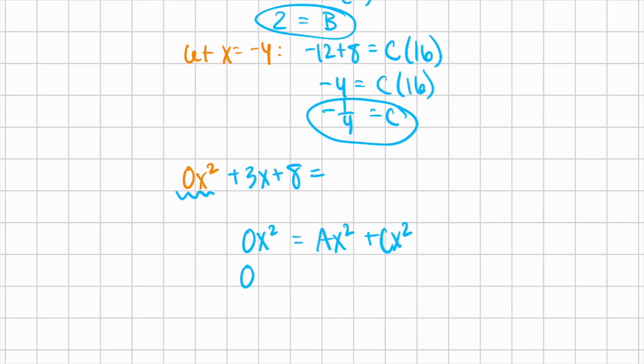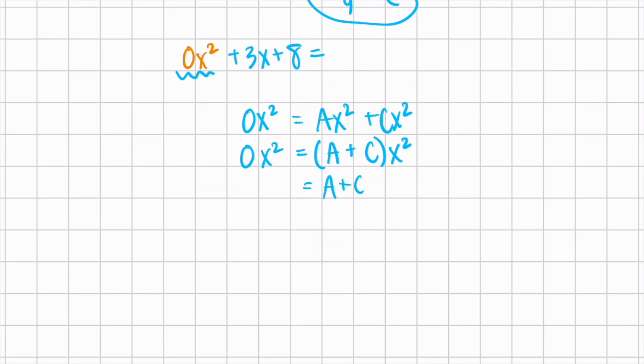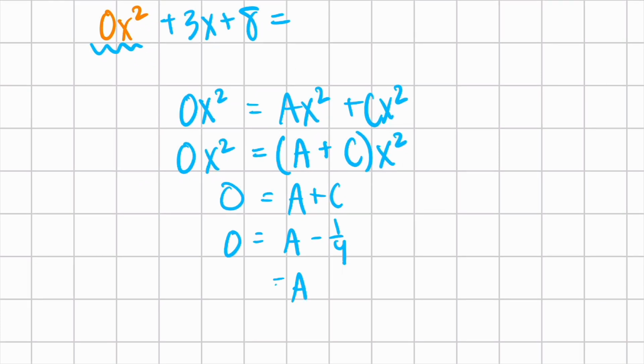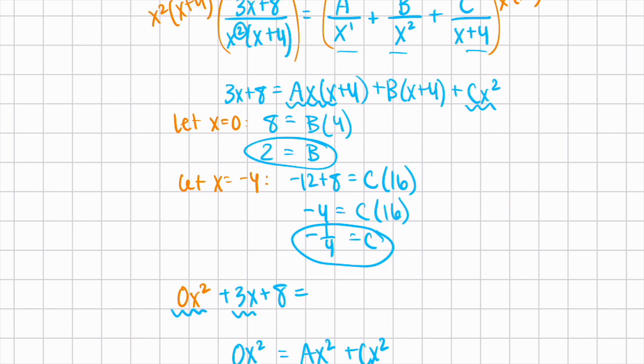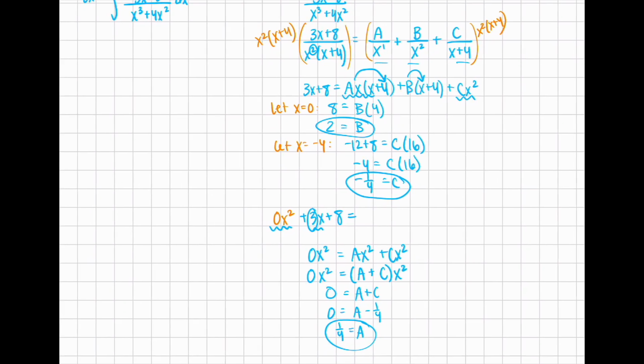So if I factor out my x squared, this is going to mean a plus c is going to have to equal 0. I'm equating those coefficients. We know that c is negative 1/4. Add 1/4 to both sides, we get a equals 1/4. So I just chose to equate the x squared terms. We also could have chosen to equate the x terms. Notice if I distribute ax, we get 4ax, and then I would also have my bx. So we would look at both of those and equate those to the 3 in front of the x. So multiple ways to do it, but we did get our 3 constants.